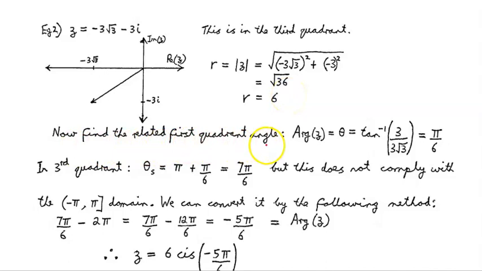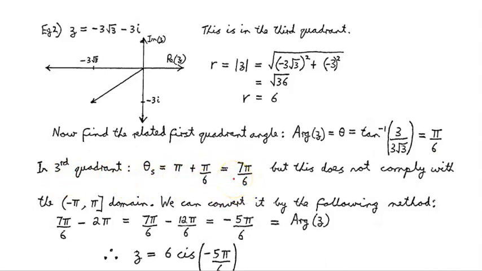Now we find the related first quadrant angle, the principal argument. The principal argument theta is inverse tan 3 on 3 times root 3, which equals pi on 6. In this particular case, our complex number doesn't lie in the first quadrant, so it's not going to be part of our solution, but it's going to help us find the solution. We're in the third quadrant. Now in the third quadrant, the solution is pi plus pi on 6, which is 7 pi on 6.